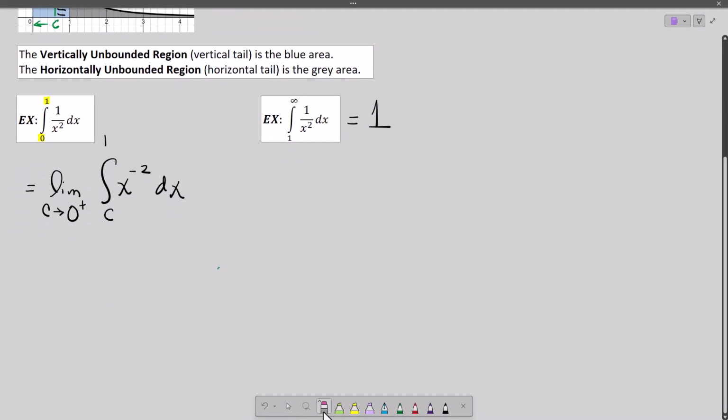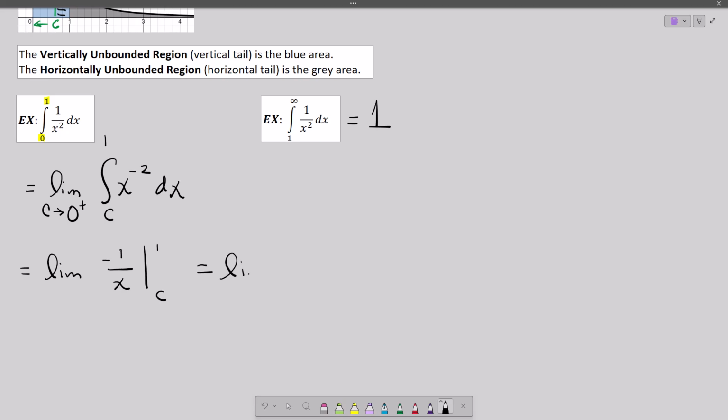So let's go ahead and do the integral. So this becomes the limit. Antiderivative here, minus 1 over x. Add 1 divided by the new exponent. Plug in our upper and lower limits. So we're going to have negative 1 plus 1 over c. And this limit is as c is going to go to 0 from the right.